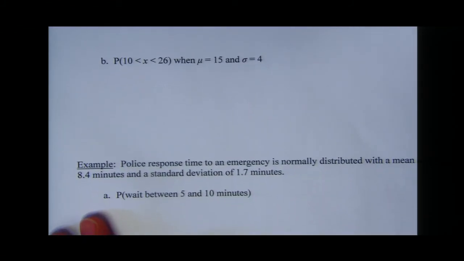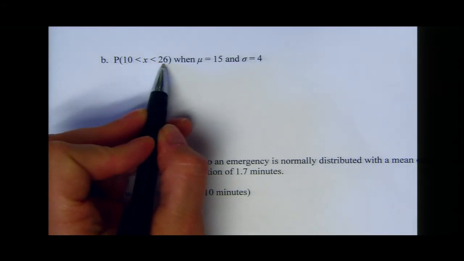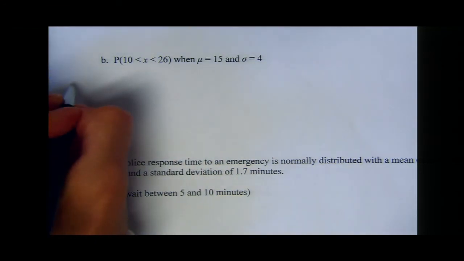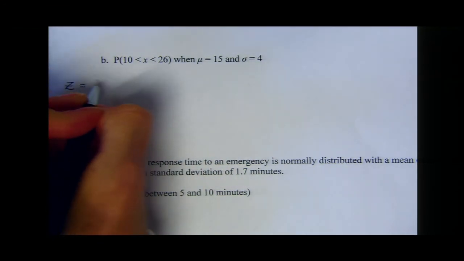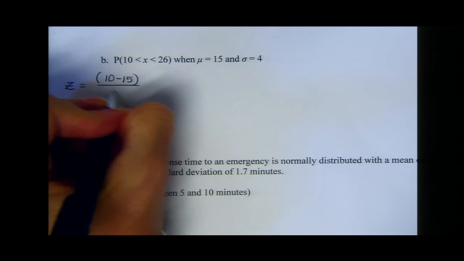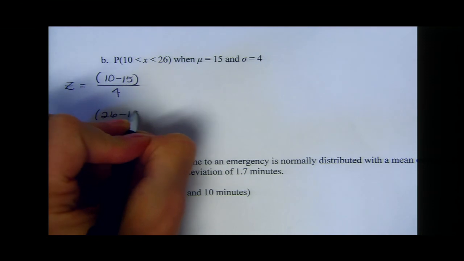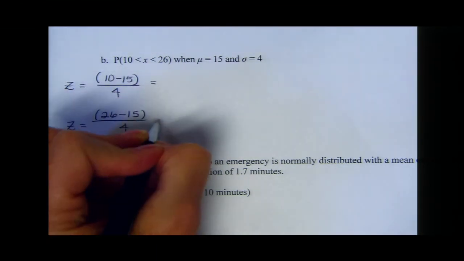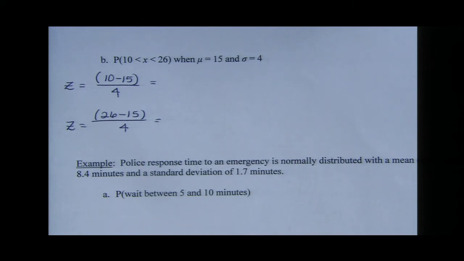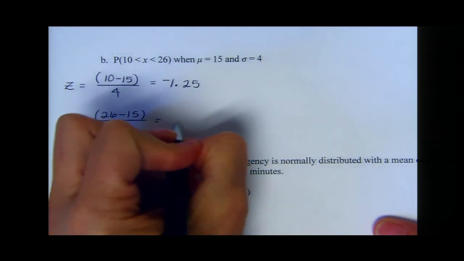Now, in this next example, we are finding the probability that X falls between 10 and 26. Since I have 2 X values, I'm going to need to convert each of those into their standardized values. So I would have 10 minus 15 divided by 4, and then the second one would be 26 minus 15 divided by 4. I'm going to put both of those into the calculator. Just recall that when you're converting into a standardized or Z value, you always round to 2 decimal places. So this is -1.25 and this is 2.75.